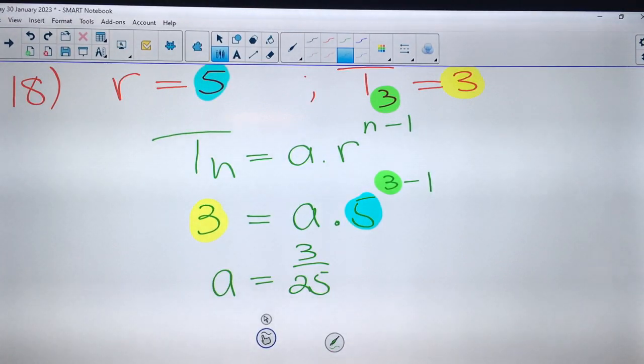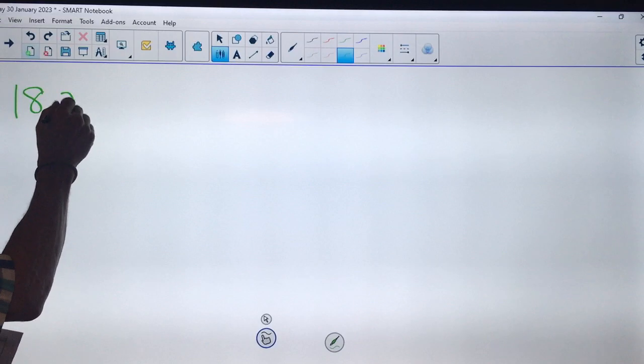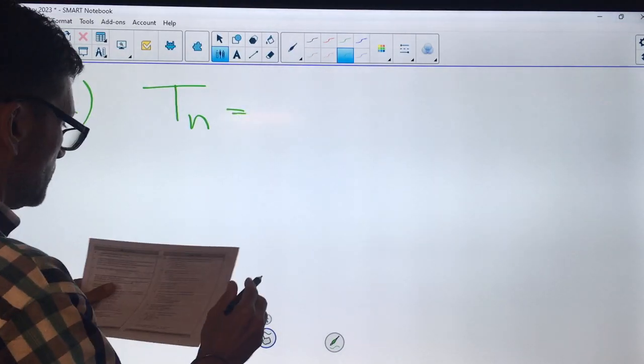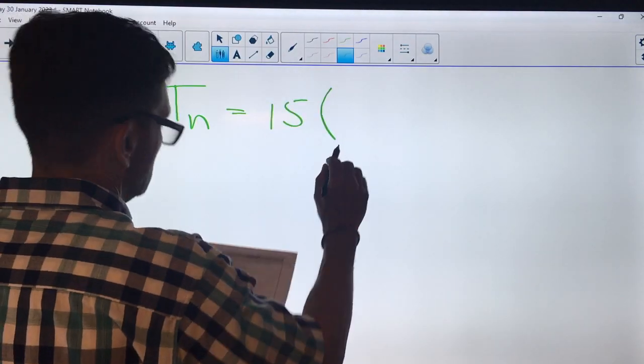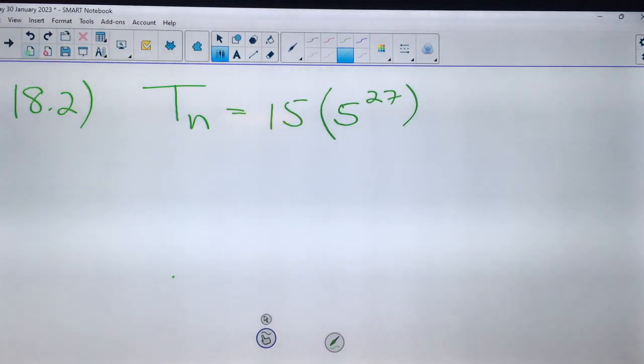Now the second question says, which term is equal to 15 times 5 to the power of 27? So we want to calculate, it was given that Tn is 15 times 5 to the power of 27. The reason why I typed it like that is that your calculator can't manage that number. It gives it as scientific notation. It doesn't work. So we have to work out which term that is.